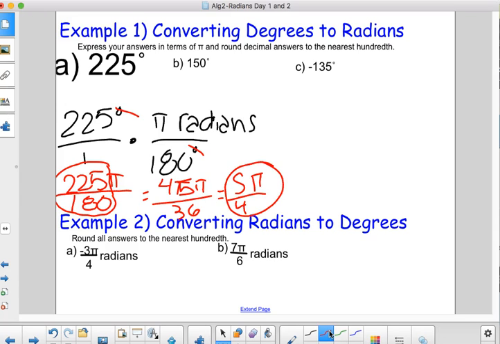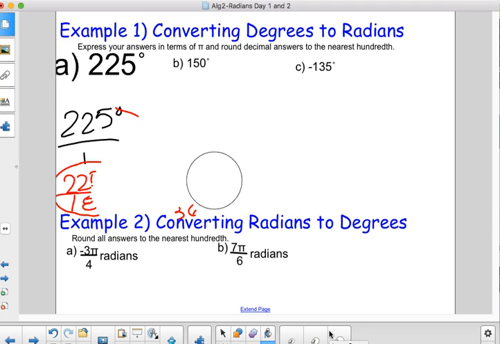So 5 pi over 4 radians is the same as 225 degrees. They talk about the same angle. One of them is in degrees, one of them is in radians. What do you think the telltale sign is that this is radians and not degrees? Pi. So when you see a pi in an angle, it's probably going to be in radians. Questions on that one? All right, next one.